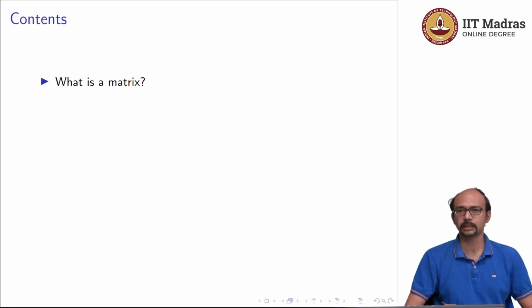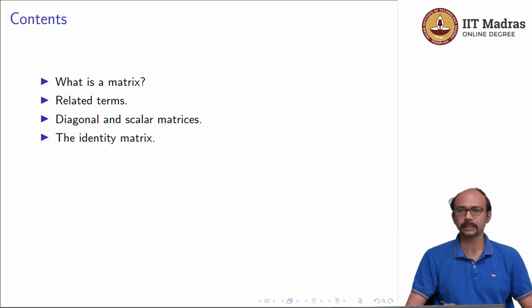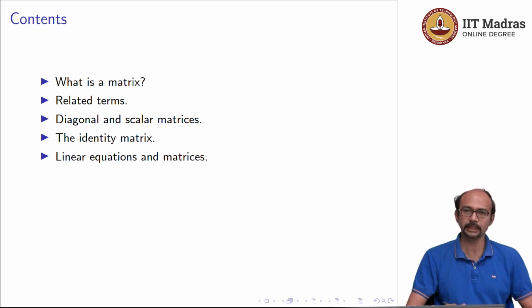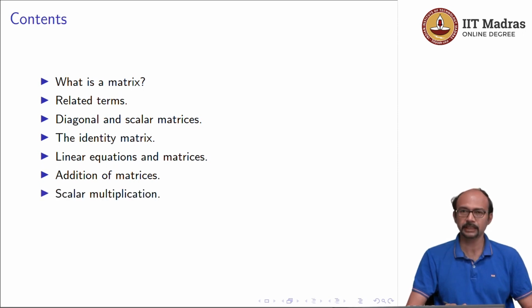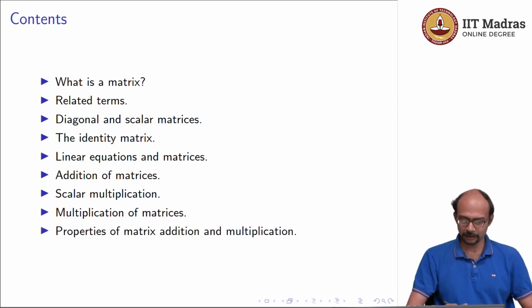In this video we are going to study what a matrix is. We'll study some related terms. We'll study diagonal and scalar matrices. We'll look at the identity matrix. We'll talk about linear equations and matrices, so this is the relationship with linear equations. This is really one of the main reasons why we study matrices. We'll look at the algebra of matrices, so things like the addition of matrices, scalar multiplication, and the multiplication of matrices, which is somewhat special. And then finally, what properties do these matrices have with respect to addition and multiplication.